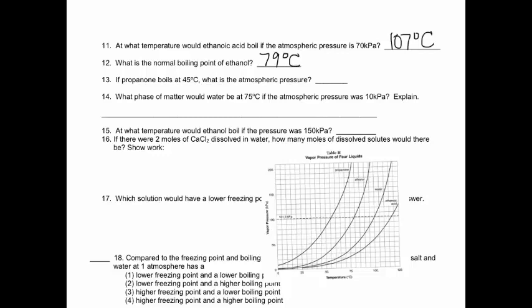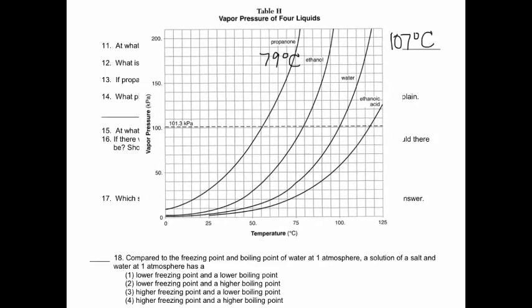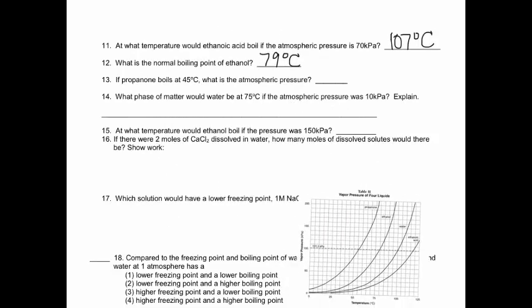If propanone boils at 45 degrees Celsius, what's the atmospheric pressure? Remember that boiling is when vapor pressure equals atmospheric pressure. So when we look at 45 degrees, which would be right here, and follow that up to propanone and over, that would be 70 kilopascals.